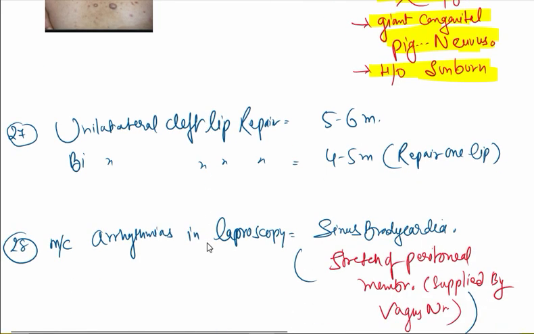Next condition, unilateral cleft lip repair. When has it to be done? Between 5 to 6 months of age. If bilateral cleft lip repair has to be done, then the first repair has to be done at 4 to 5 months of age.